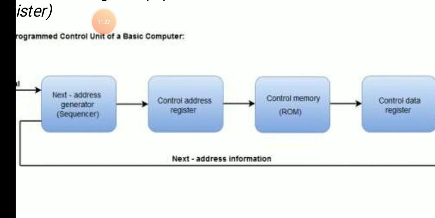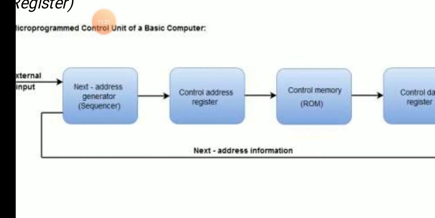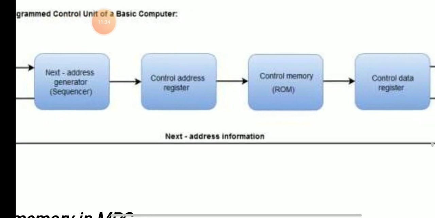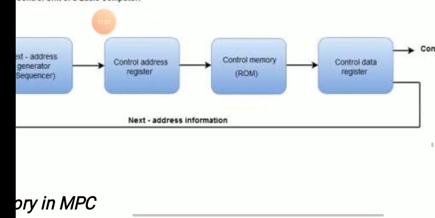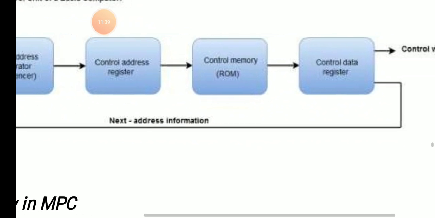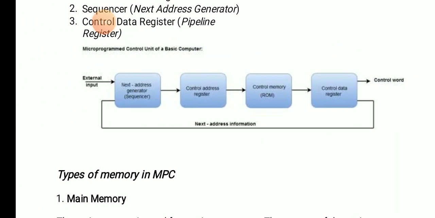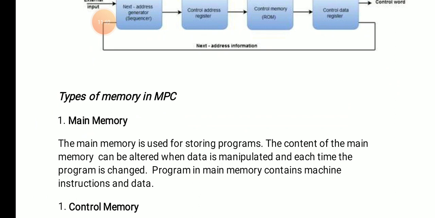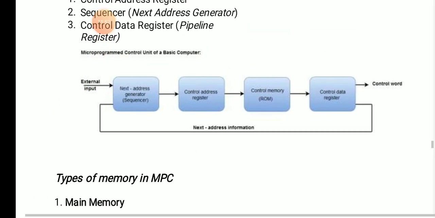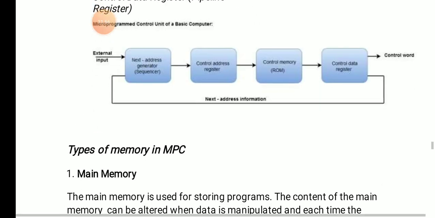So this is the diagram of the microprogram control unit of a basic computer. This is the next address generator, that is the sequencer, control address register, control memory, control data register, control word, and next address information. Okay, so next, types of memory in the microprogrammed control unit.